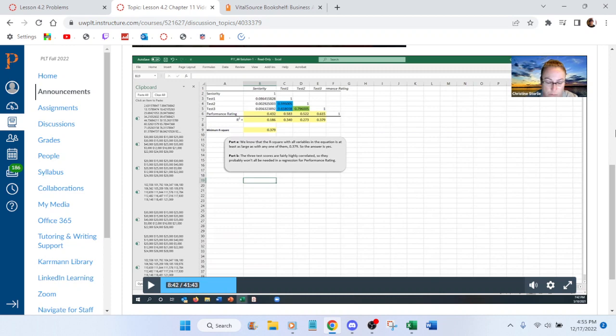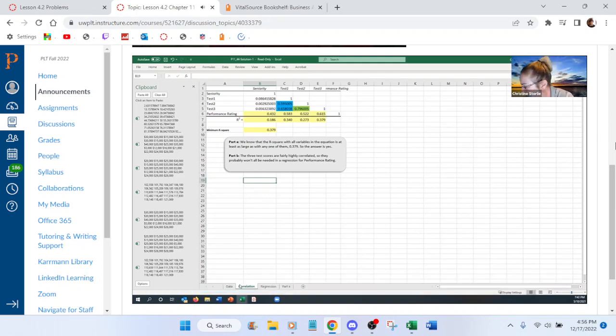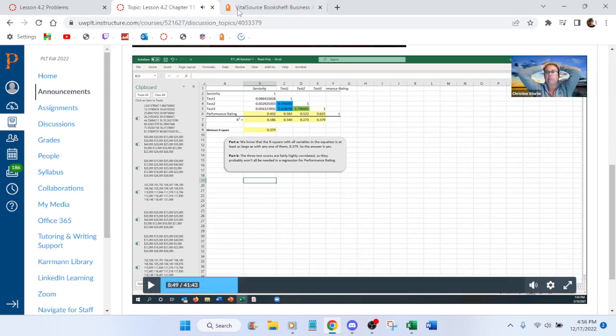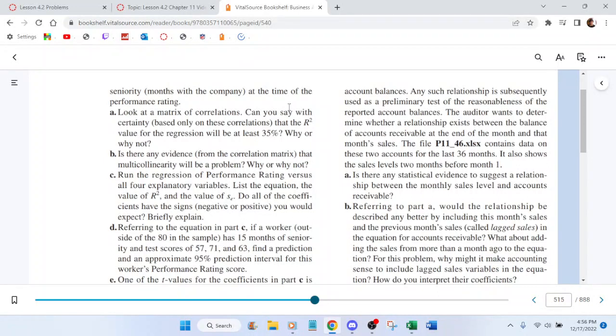R squared. What are we looking at? Where'd you get the R squared anyways? How did you do the R squared thing? Will be at least 35%. Why or why not? Can you say with certainty that the R squared will be at least 35%?